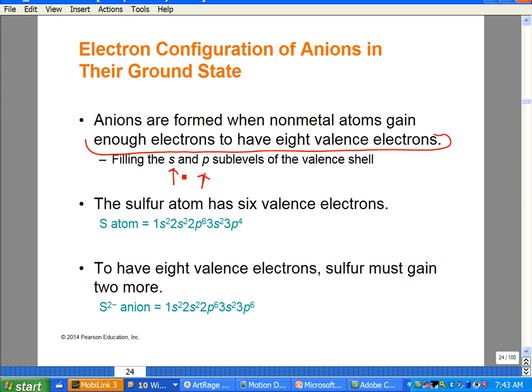But in order to completely fill that outer shell, which is the 3s and 3p, this is the outer shell. Looking at the diagram, in order to fill that outer shell, you need to add 2 electrons here, and that'll give us 3s2, 3p6 in the outer shell, which is what we want. So when we do that, this is what we end up with, and this is an S2 minus anion that results. So you have added 2 units of negative charge, which is 2 electrons.